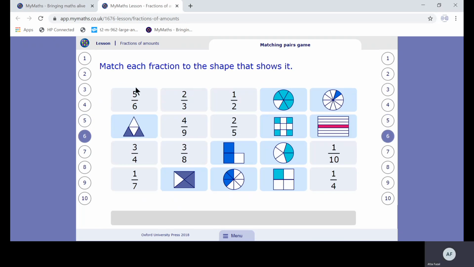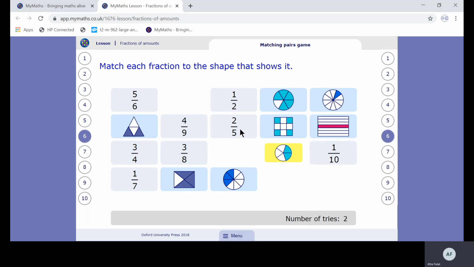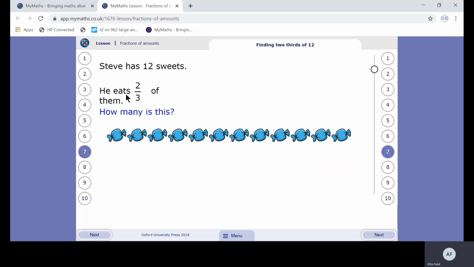Here you've got a matching game. Match each fraction to the shape that shows it. You can match a half to how many we've got half. 2/3, so we've got 2 out of 3 there. So you'd match it like this. You've got 1 out of 4 there. You'd match it like that. Here you've got 2 coloured and 3 not, so that's 2 out of 5. And you complete your matching activity.